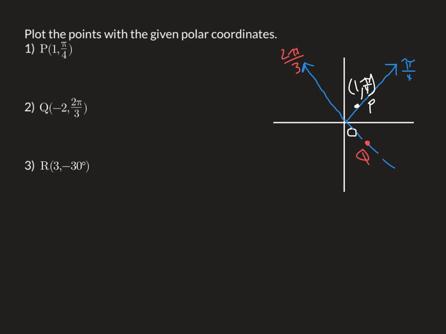All right, one more then. If I want to do part 3, where I want to find 3 comma -30 degrees, what I'm going to do is first draw the -30 degree angle. Should be roughly there. And then we simply go from O 3 units out. And there it is. And that'll be point R at 3 comma -30 in degrees.